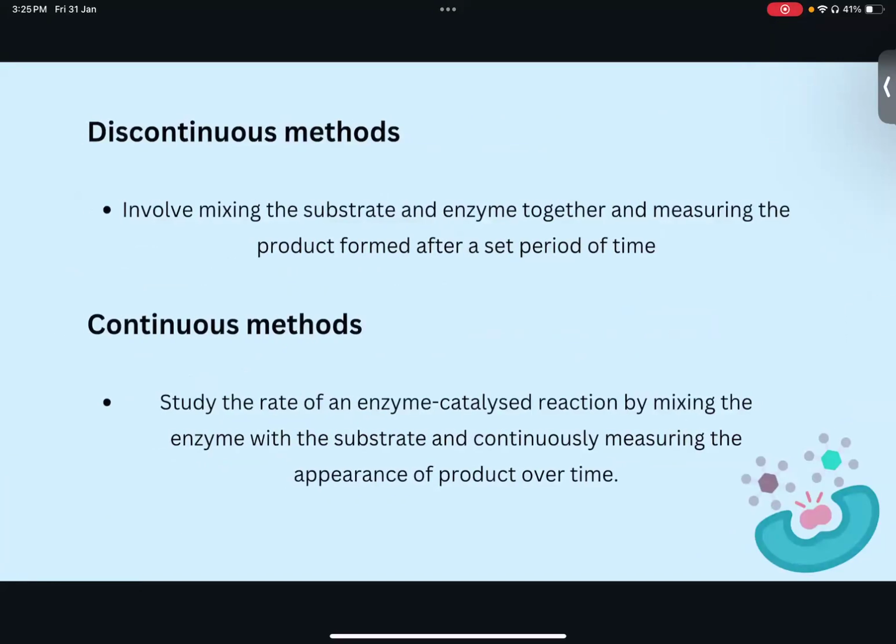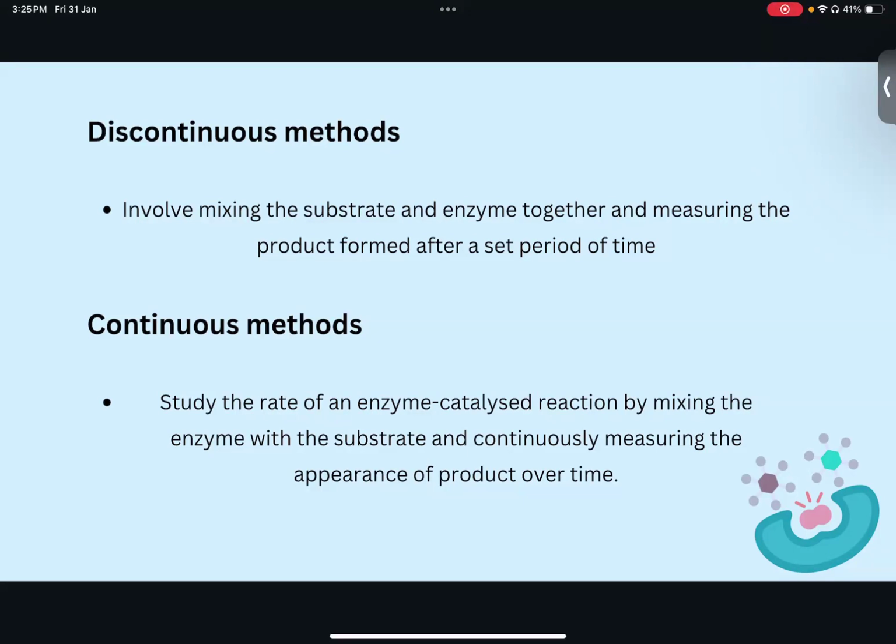The discontinuous fashion involves mixing substrates and enzymes together and measuring the product formed after a certain period of time. So let's say I have this amount of enzyme and this amount of substrate. I mix them together and then I put them in the centrifuge. And then after, let's say, 10 seconds, I measure. After 20 seconds, I measure. This is what we mean by the discontinuous method.